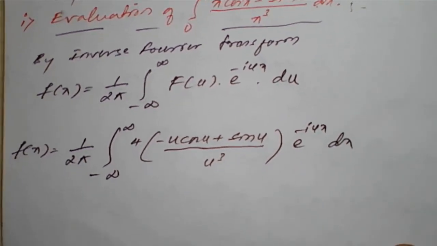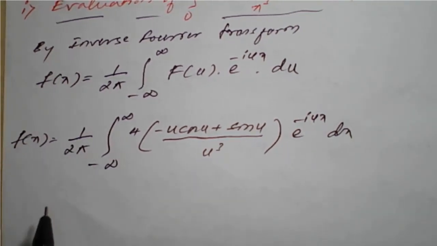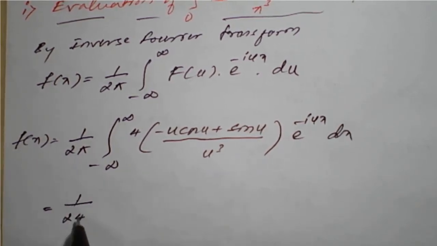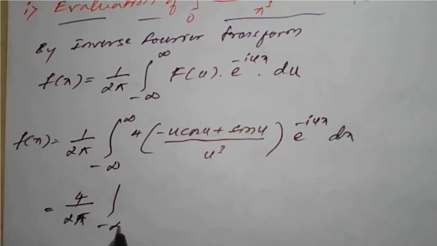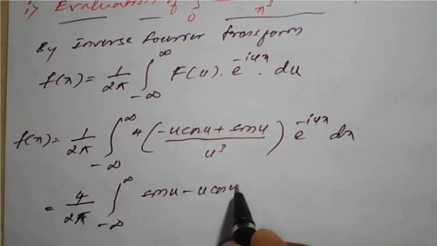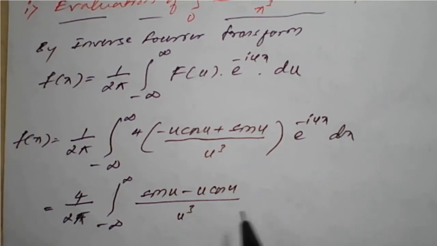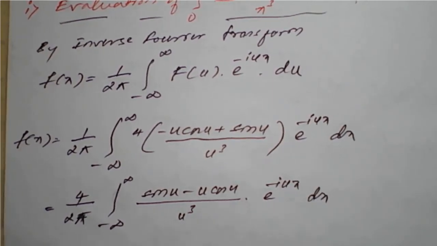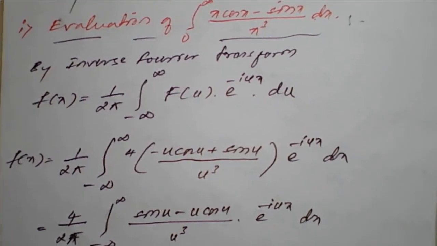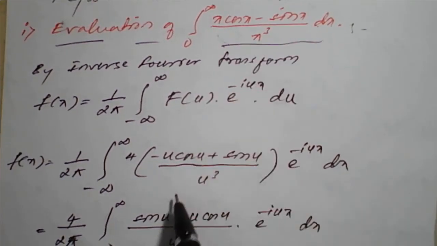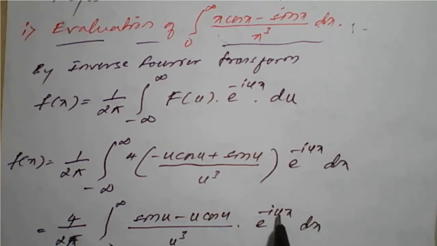So we have replaced. Now this 4 we will take outside, it will become 4 upon 2 pi into integration from minus infinity to plus infinity. I will write sin u first, then u cos u as the second term, divided by u cube into e raised to minus i u x du. So now you can check one thing here. We have this term completely, but we don't want this e raised to minus i u x.